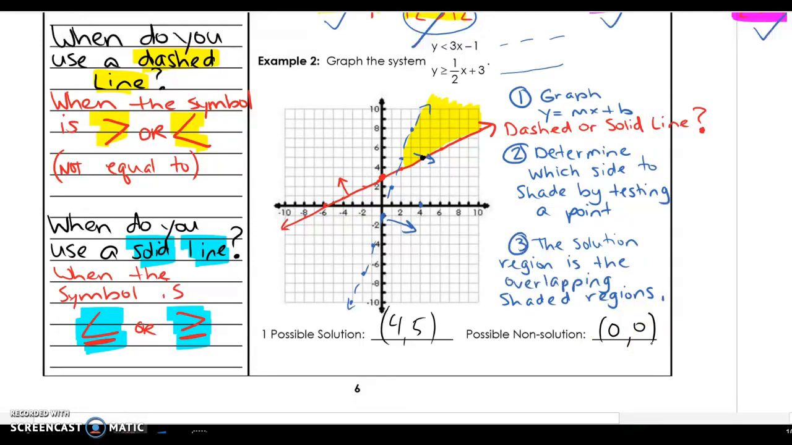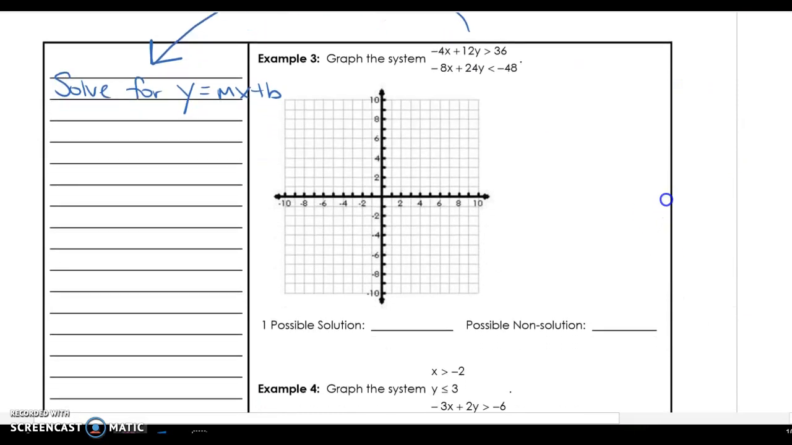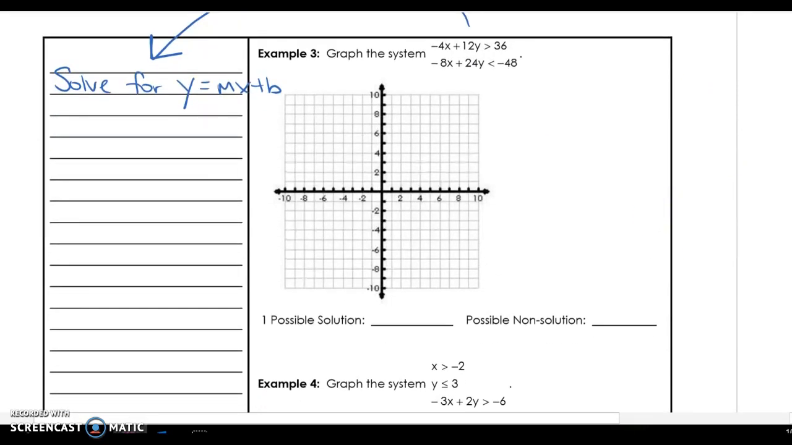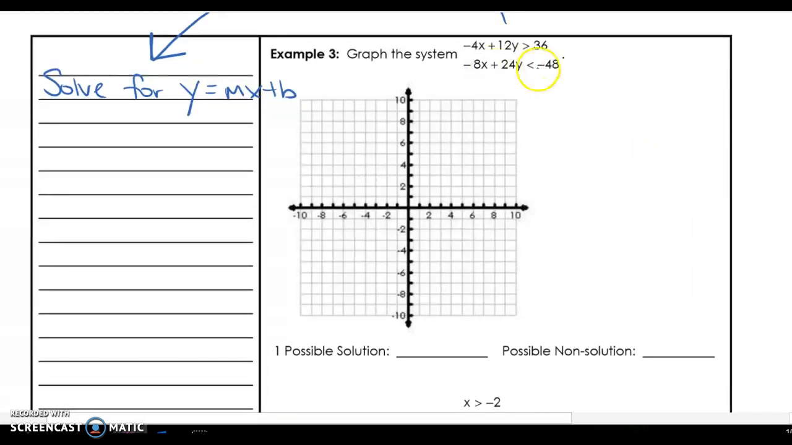So again, we only want to shade the region that represents the overlapping shaded regions, the two regions that overlap when you graph the two inequalities on the same coordinate plane. So for example 3, they're not always in slope-intercept form, so start off by putting these two lines in slope-intercept form.